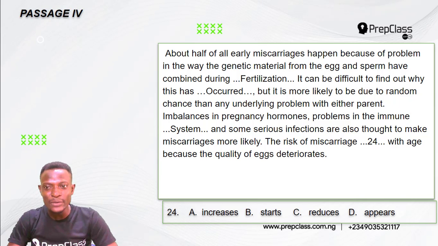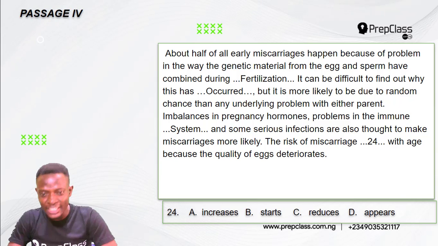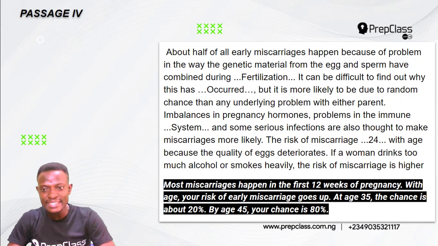The risk of miscarriage dash with age because the quality of egg deteriorates. A. The risk of miscarriage increases with age. B. The risk of miscarriage starts with age. C. The risk of miscarriage reduces with age. D. The risk of miscarriage appears with age. The answer is A. Increases.